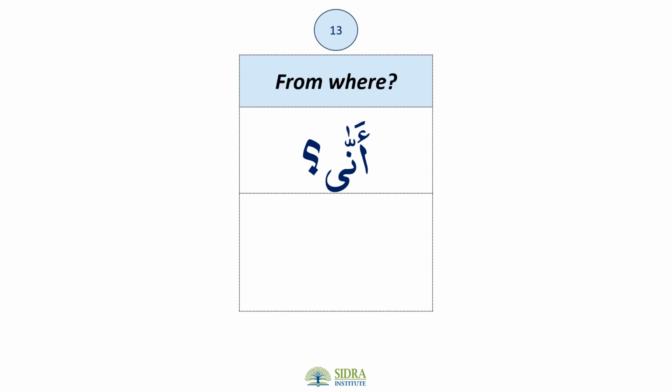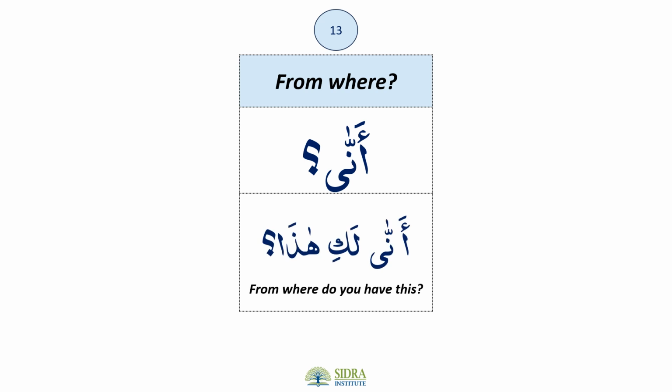Next we have anna, repeat, anna, and it means from where. For example, in the Quran, Allah subhanahu wa ta'ala mentions about Zakaria alayhi salam, when he was questioning Maryam, he said, أَنَّى لَكِ هَذَا. Addressing Maryam alayhi salam, he said, from where do you have this?